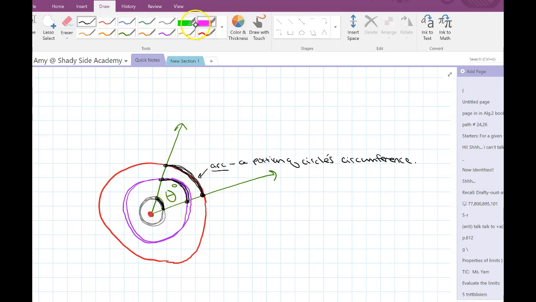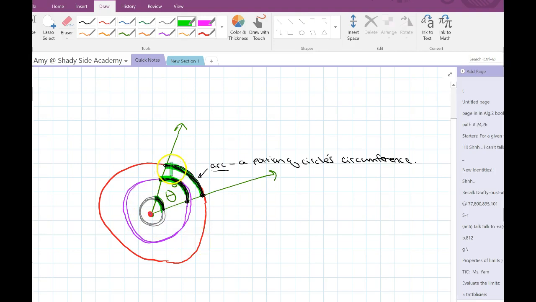So hopefully you're saying to yourself, Miss Yam, you've been talking about the fact that I could describe the intercepted arc as unique to this angle theta, but how can that be true if the length of that arc is actually different depending on the size of the circle that you draw? And that is exactly where I want to lead you now.